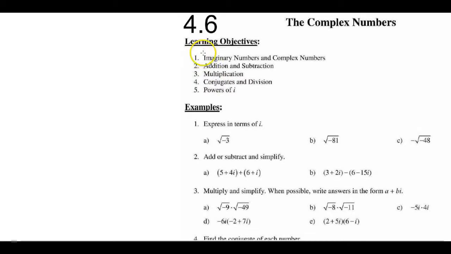As we go into topic 6 of module 4, we're going to be introducing a new type of number. That is the complex number. And to do this, we're going to give you a little background.